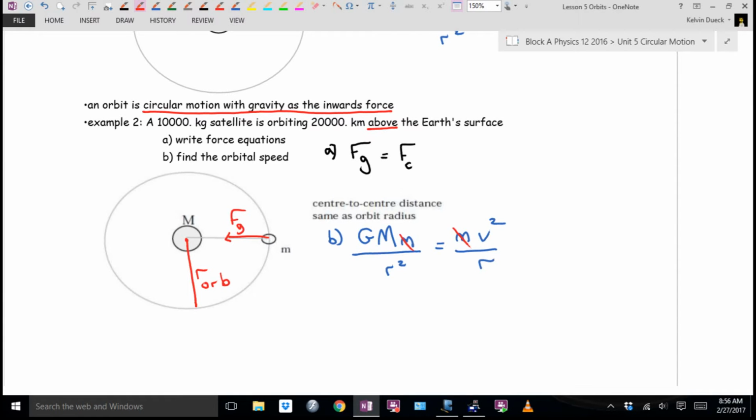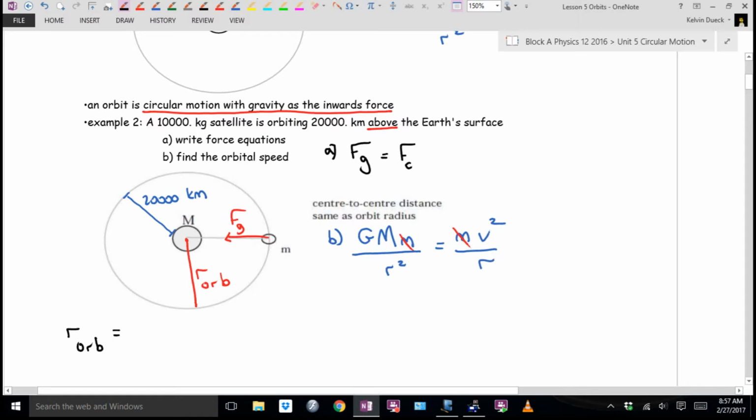What did they give me in this question? What's that 20,000? Is that my orbital radius from the center of the Earth? No. That 20,000 is that distance there. This is 20,000 kilometers. That's from the surface of the Earth to the orbit. So the first question, before I go any further, I'd like to figure out what my orbital radius is.